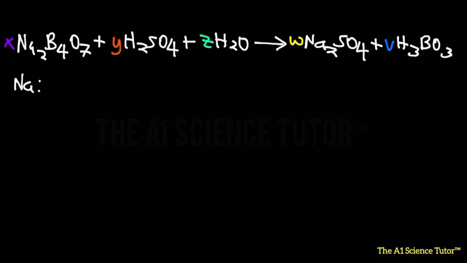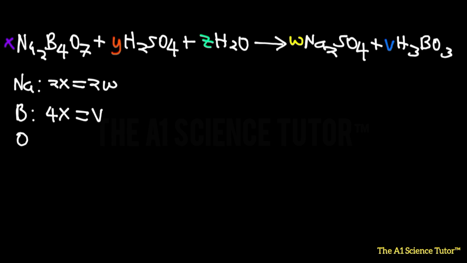So for sodium, on this side, we're going to have 2. So that will be 2 multiplied by x. That gives us 2x. So that's pretty much it for sodium on the left-hand side. Now on the right-hand side, we still have 2 atoms for sodium. That gives us 2 multiplied by W, which will basically be equal to 2W. Now for boron, we have 4 atoms of boron. That will be 4 multiplied by X. So that's a 4X. Now on this side, we just have 1 atom of boron, but that will be multiplied by V. So 4X will be equal to V.